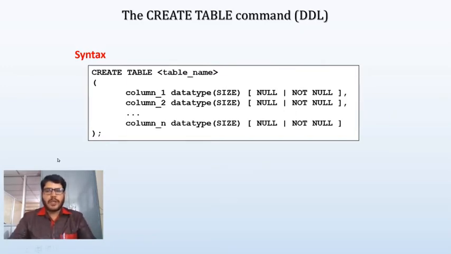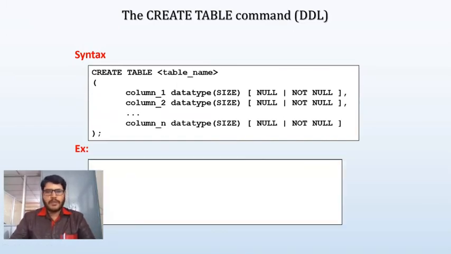Let us see one example now, how we can create a table. Assume that I want to create a customers table. So how to start the command? We have to use the keyword create table. As you can see here, I'm using the same keyword create table. After this, we have to specify the table name. So here I want to create a table with the name customers. So that's why I am mentioning the name as customers here.